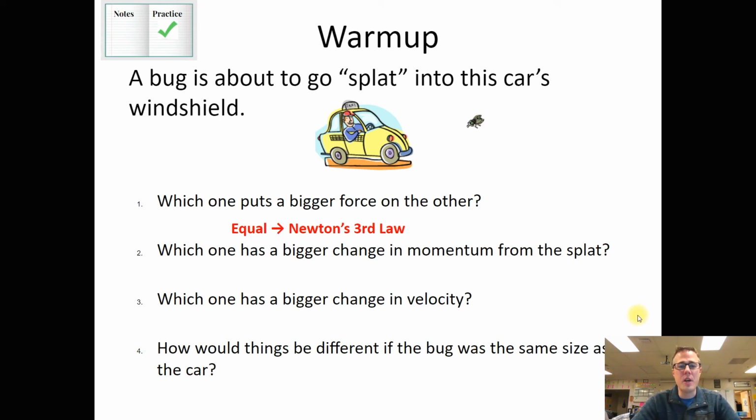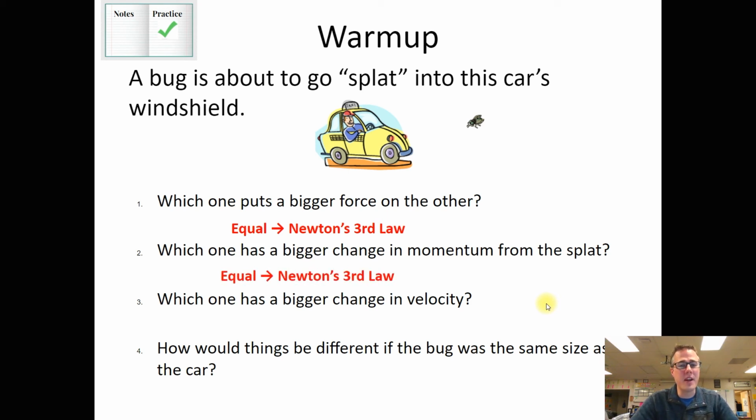So then question number 2, which one has a bigger change in momentum? So the bug is definitely going to stop going this way and go with the taxi cab after it's been mushed onto the windshield. But think about the taxi cab. If some little tiny object is crashing into it, technically won't the taxi cab be slowing down or losing a little bit of its momentum? And the answer is yes, and they're both equal.